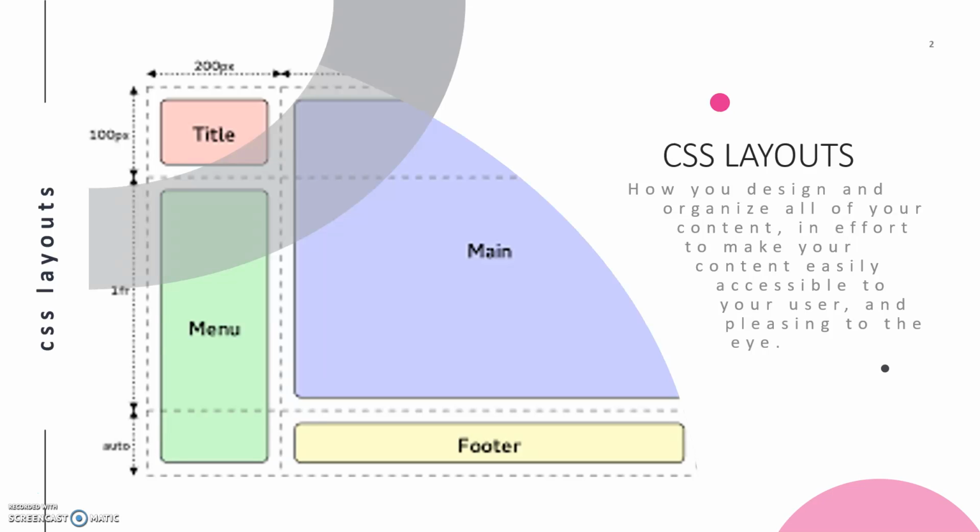So to me, a CSS layout is how you design and organize all your content. In effect, you want to make it beautiful. You want to make it easy for the user to read, accessible, legible. You want them to be able to navigate your website. You want it just to be beautiful, pleasing. And that's how you're going to do it with some CSS style.